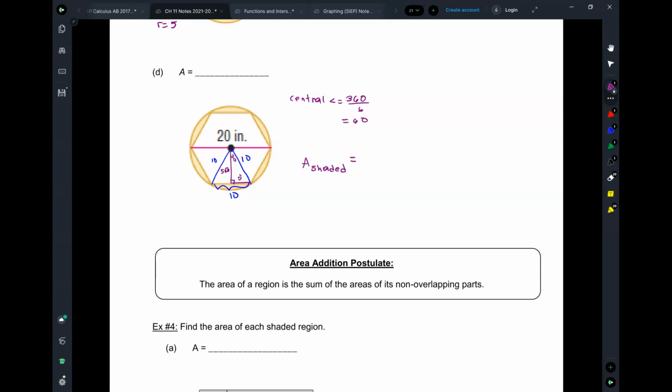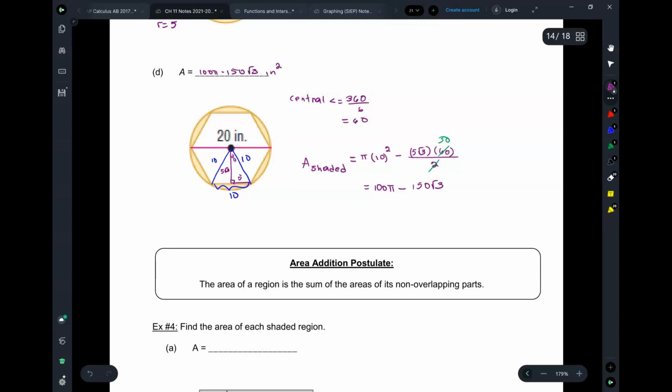Let's see if we can do it in one round here. So it's the area of the outside, pi r squared, minus the apothem times the perimeter, what's the perimeter? 60. Divided by 2. This is 100 pi minus, this and this gives you 30, 150 root 3. Inches squared.